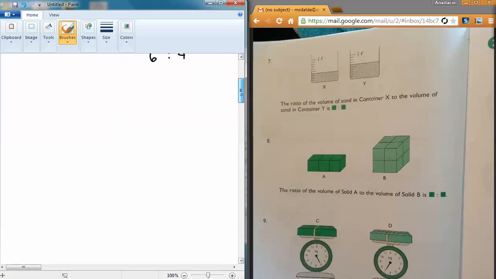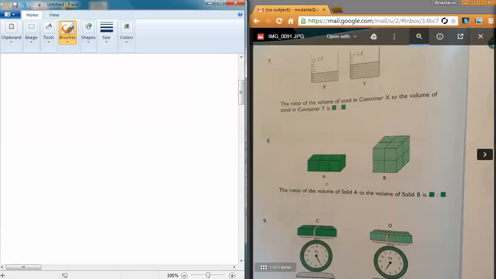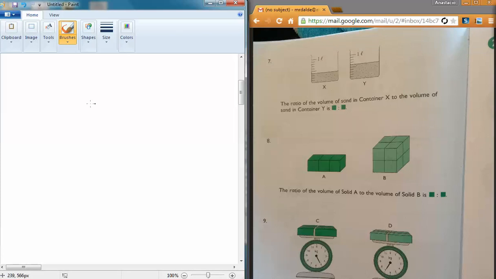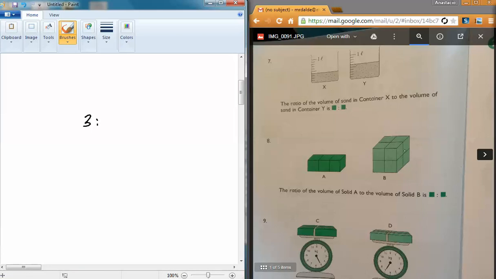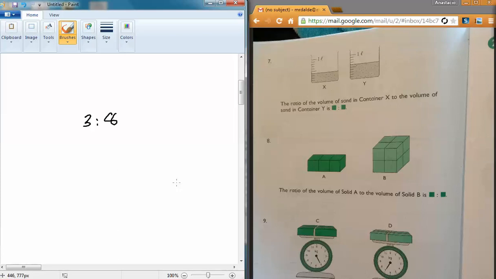Let's do the next part, question 8. The volume of the solid A versus the solid B. So I want to do the volume of A. The volume of A is 3 cubic units. And the volume of B is 1, 2, 3, 4, 5, 6, 7, 8. So it's 3 to 8. That's it.